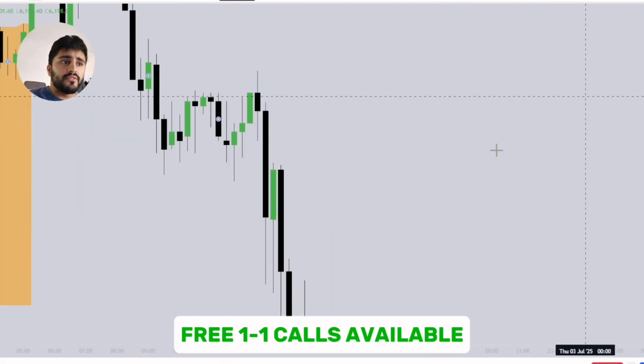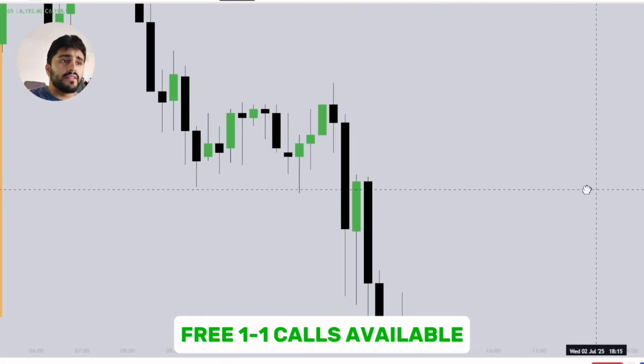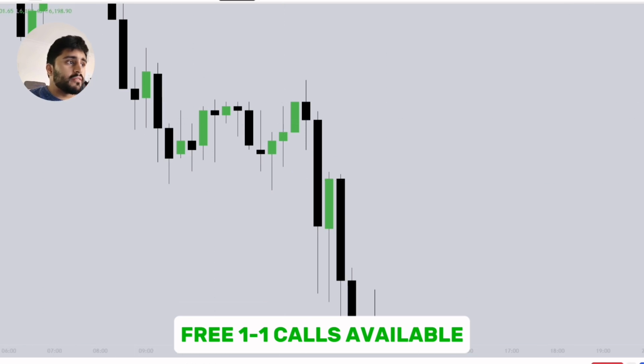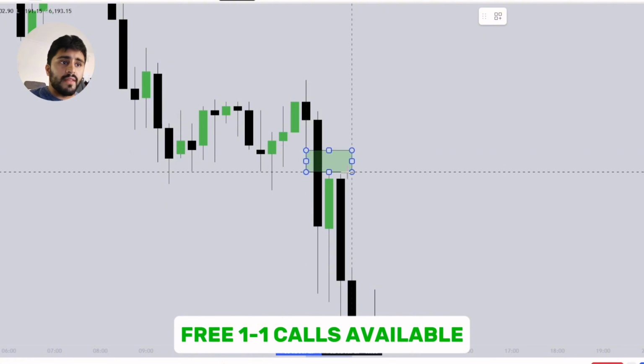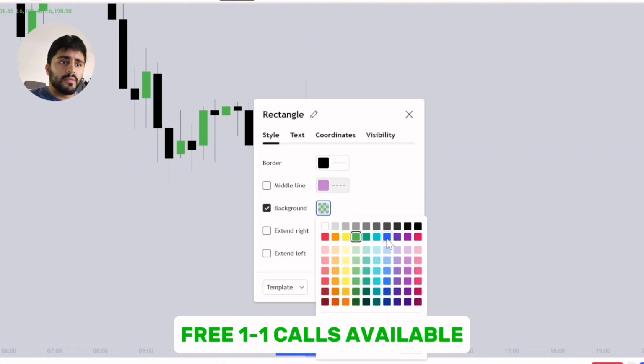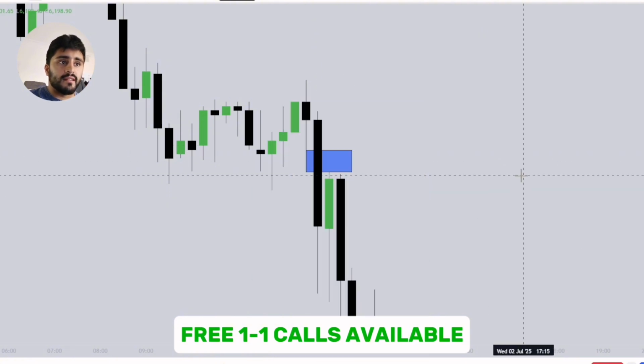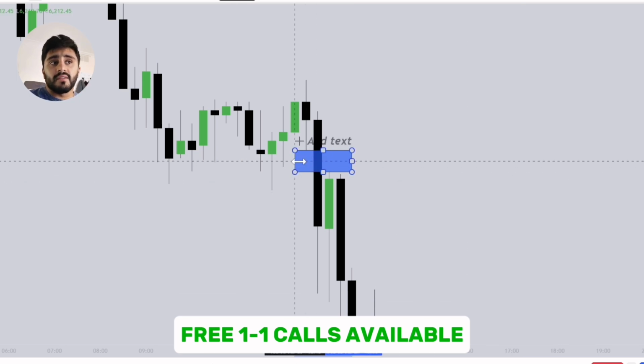We are looking for a 15-minute fair value gap. I'm going to dive into which 15-minute fair value gap this was. This is the 15-minute fair value gap over here. We can see this candle and this candle, and we have a gap in this candle. I'm going to label that in blue so traders can understand. This is the 15-minute fair value gap.